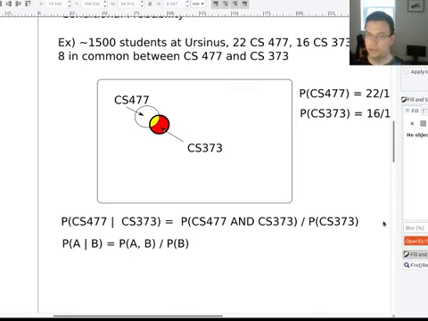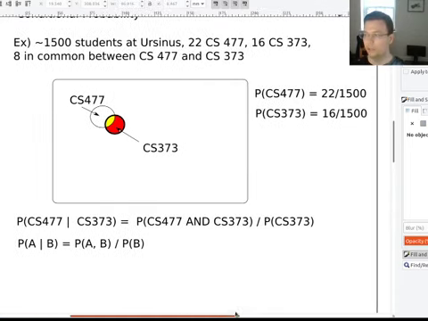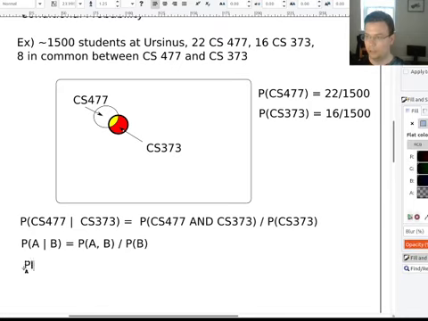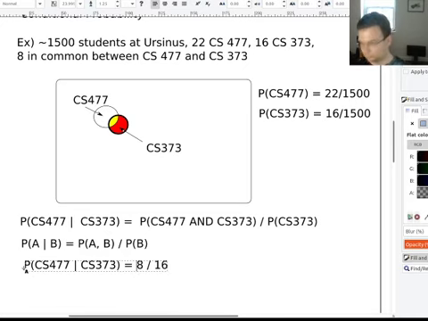So if I look at the numbers we have here, remember, we have an overlap of 8. So those students who are in both classes number 8. So I'll say the probability of CS477 given CS373 is equal to 8 over the total number of students in 373, which is 16. Now actually, let me be a little more accurate here with this formula. Really what I'm saying is it's the probability of A and B in the whole space, so 8 over 1,500, divided by the probability of B in the whole space.